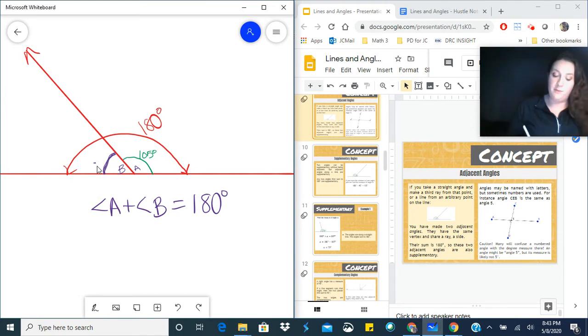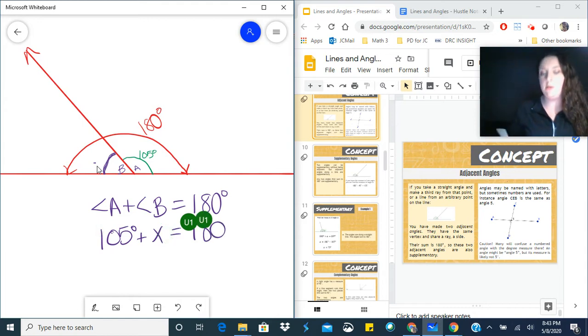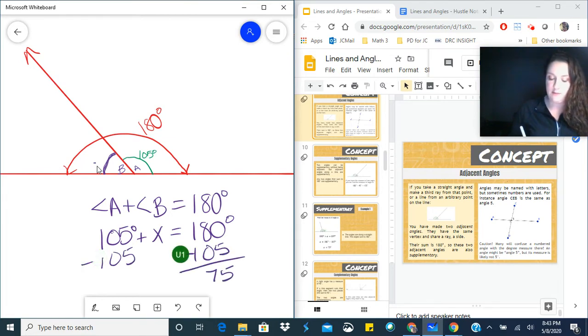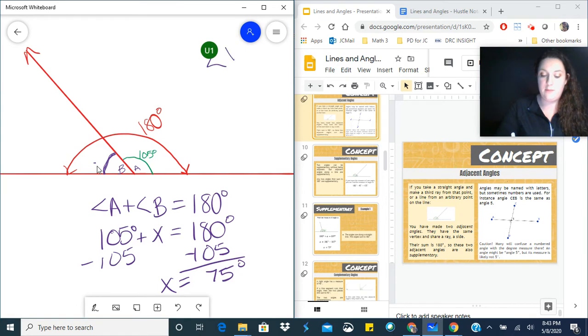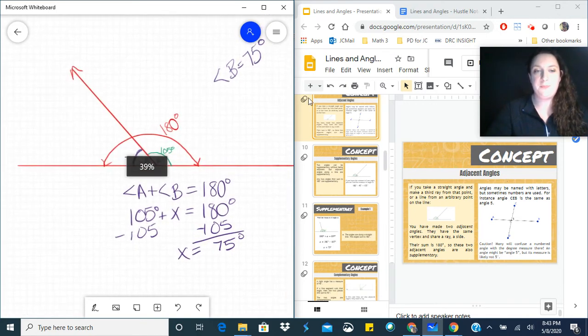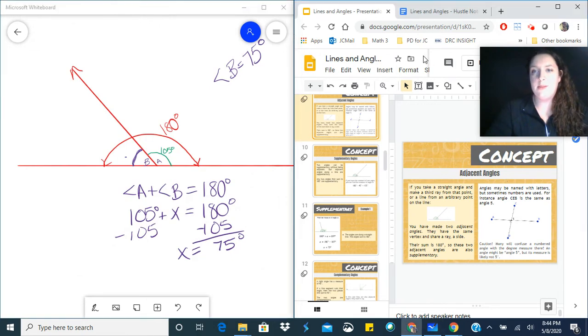So think about it. We have 105 degrees plus x degrees equals 180. We know how to solve this. You're going to subtract 105 from both sides, which will give us 75. X equals 75 degrees. Don't forget your degree sign. So x equals 75 degrees, which means angle B also equals 75 degrees. I'll zoom out a little bit so you can see better. So back to our slides, right?